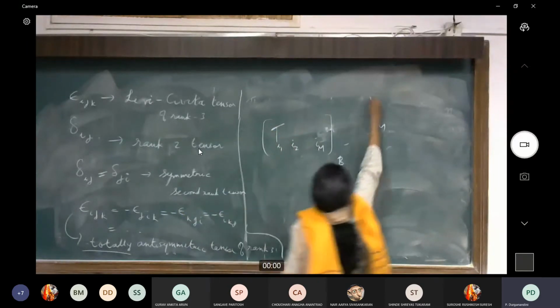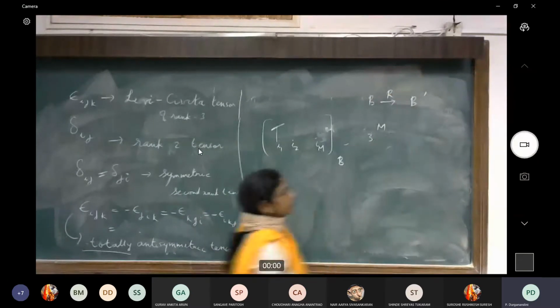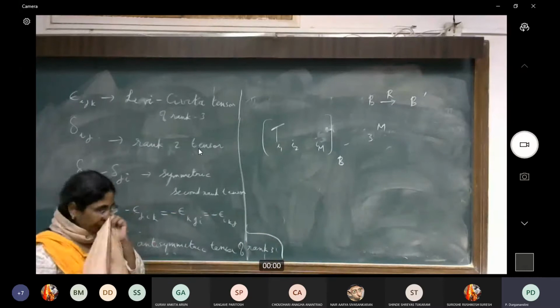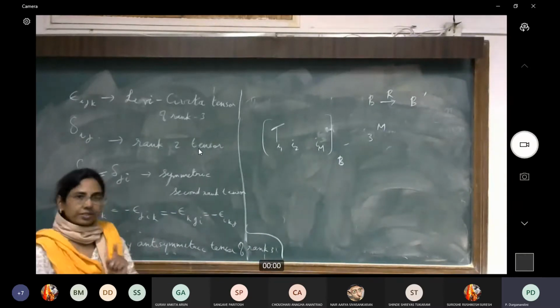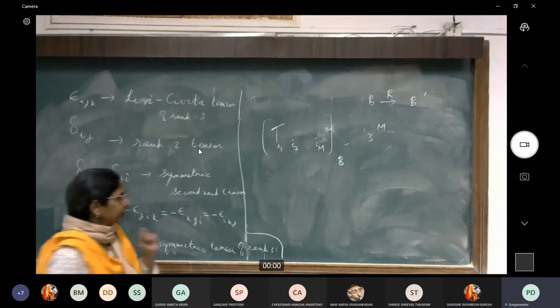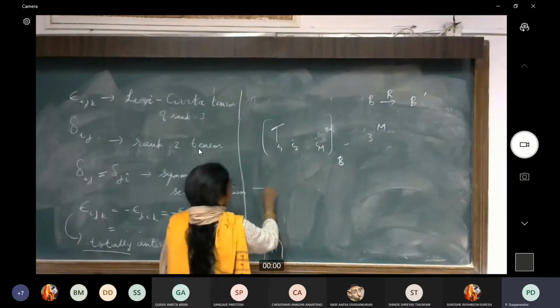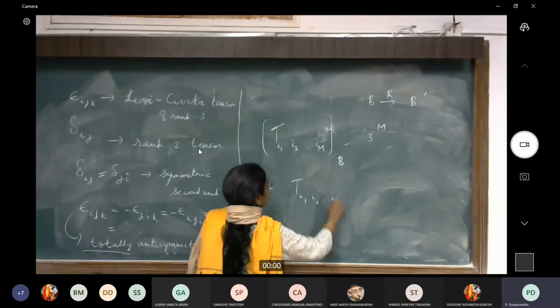Then from basis B, I'm going to another basis B prime through a rotation transformation, because I'm preserving the inner product. So we are considering those transformations. And further, I've also said that I'm restricting those to rigid rotations where determinant of R equals +1. So then I ask, how do these components change? So again, I will get T_{i1}, T_{i2}, ..., T_{im}.